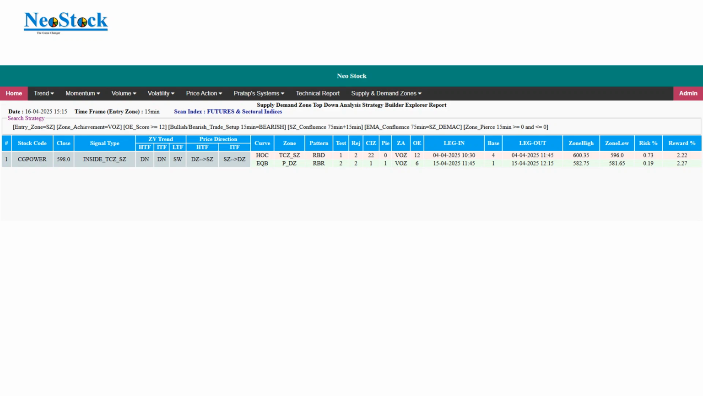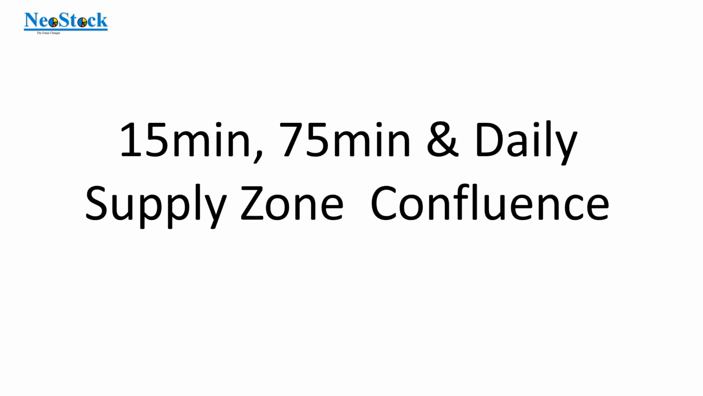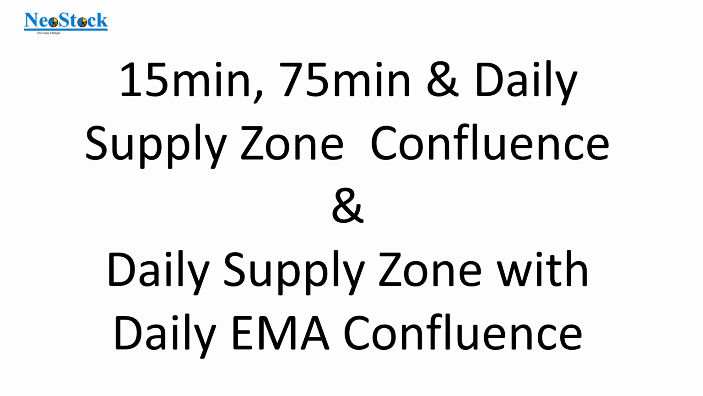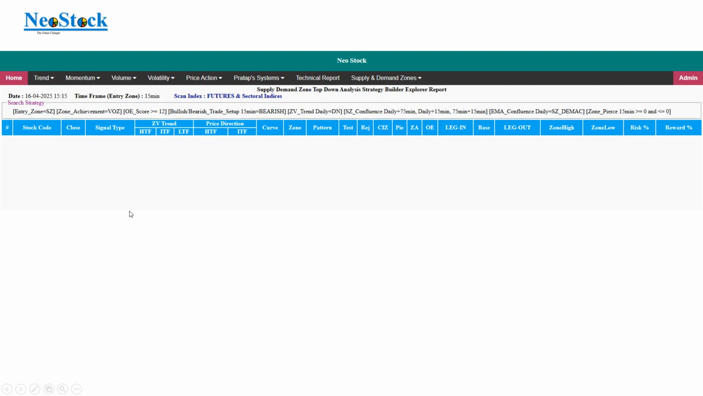Okay, next we will look into LTF, ITF and HTF supply zone confluence supported stocks. 15 minutes, 75 minutes and daily supply zone confluence. We got 3 stocks. And ignore these indices because we are using old data for indices. Focus only on equity stocks. Okay, we can further filter the downtrend stocks with daily EMA. That is daily supply zone with daily EMA. We don't have any stocks. So this is about a bearish trade setup for daily income trade.